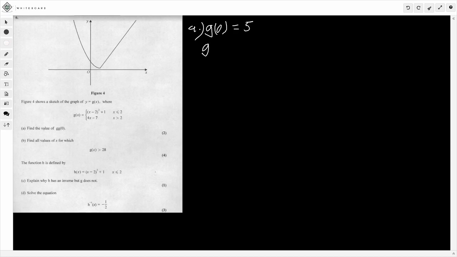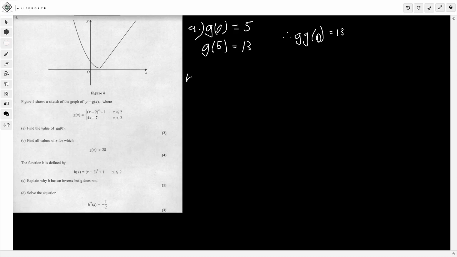So g of 0 is 5, so what do we get when we put 5 into our function? So g of 5, so x is bigger than 2, because 5 is bigger than 2, so we have to put it into this part. So 4 times 5 is 20, 20 minus 7 gives us 13. So therefore, g of g of 0, believe it or not, is equal to 13. And there we have it, so that's the first 2 marks, nice and easy, hopefully.